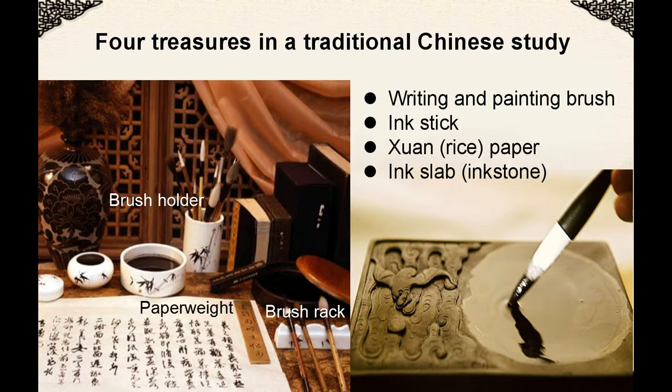There are 4 treasures in the traditional Chinese study: writing and painting brush, ink stick, xuan paper, the snow white rice paper, ink slab or inkstone. Other implements include paperweight, brush holder, brush rack, seal, and red seal paste. Paperweight is placed on paper to prevent it from being blown away. Brush holder is used to hold writing and painting brushes. Brush rack is used to rest the writing or painting brush.